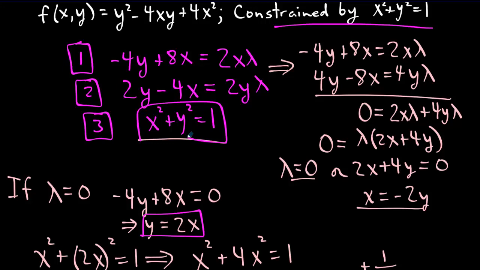Either I can plug in, like if I have y equals 2x, I can replace y with 2x, and now I just have an equation in terms of x alone. What we're trying to do is use our algebra to find a number, an x, a number, a y, and then plug those into the function f of x, y and actually see what the output is. That's what we're trying to do with Lagrange multipliers.